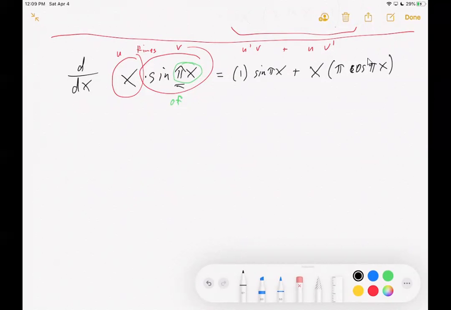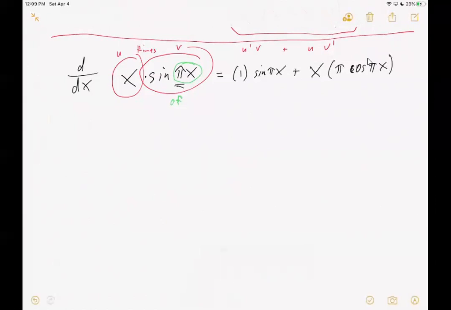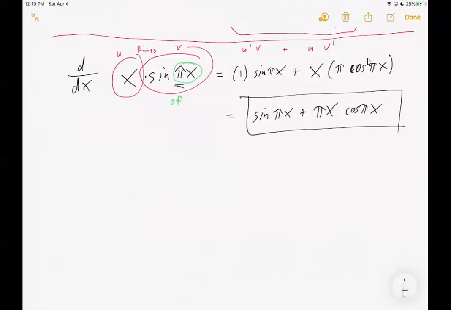Okay, now this simplifies into just sine of pi x plus, usually we put the pi in front of the x, pi x cosine of pi x. So that's probably the way the answer would be written. All right, let's do a couple more like that. See if you can do these.